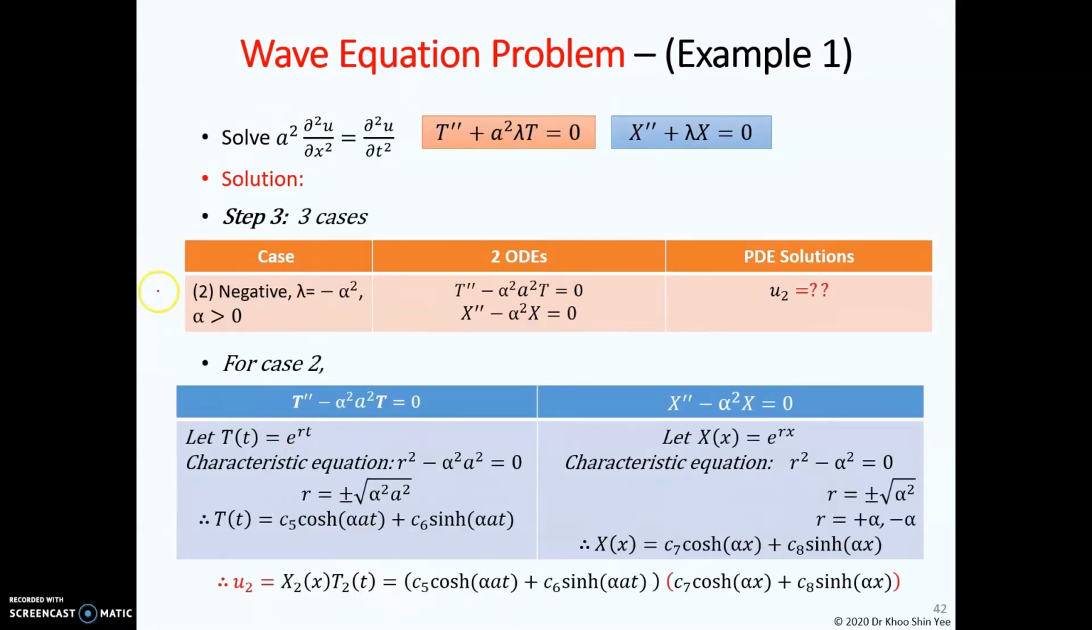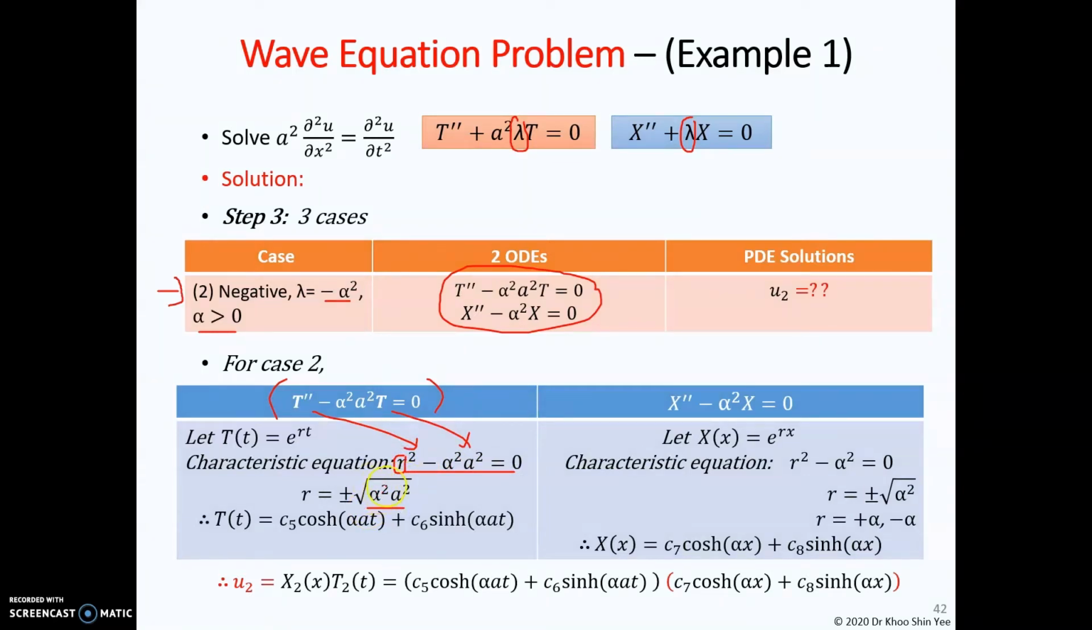first case. For the second case, we assume the lambda equal to negative alpha square, where the alpha is greater than 0. Substitute the lambda equal to negative alpha square here, then you should obtain these two ODE. Let's solve the first ODE, so you can convert the t double prime into r square, negative alpha square a square t into negative alpha square a square. This is your characteristic equation, and you can rearrange to obtain the r equal to this.